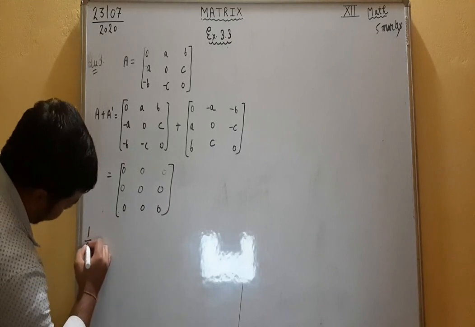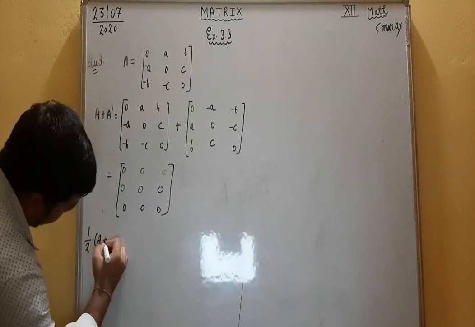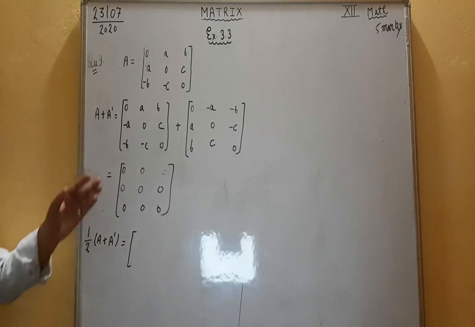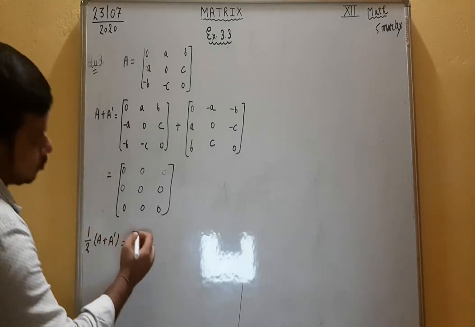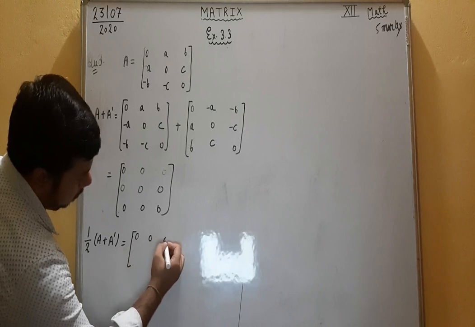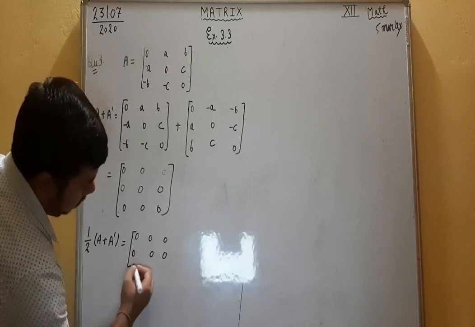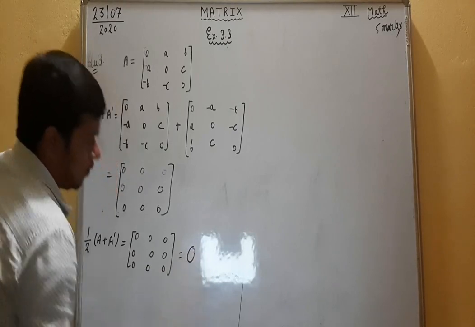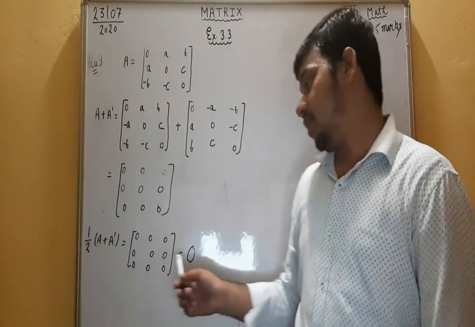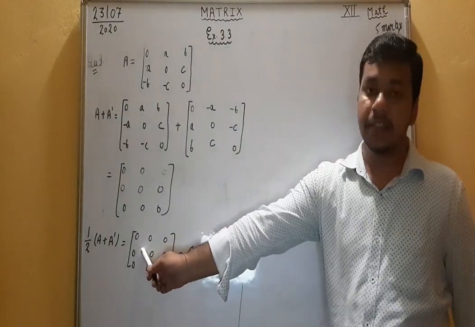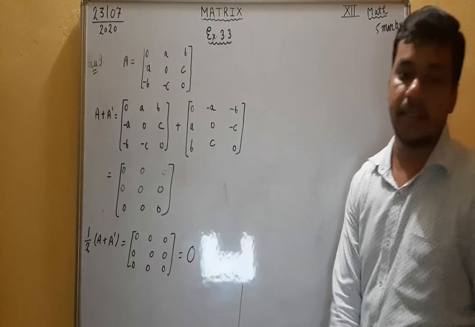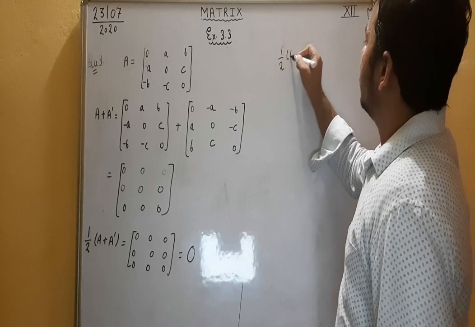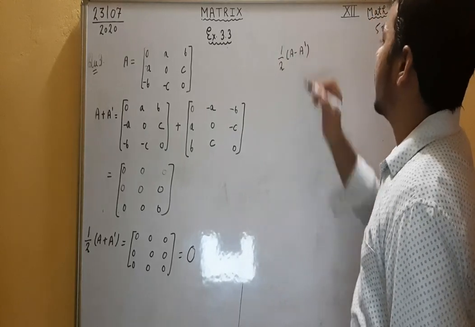Now we have to find the value of half of A plus A dash. So just simply multiply each entry by half. Since each entry is 0, there is no effect of multiplying by half. So it is 0, 0, 0, 0, 0, 0, 0, 0, 0. This is the null matrix. See the difference between this and this. This is the number 0 and this is the matrix 0. We have to find one more thing, half of A minus A dash, right?